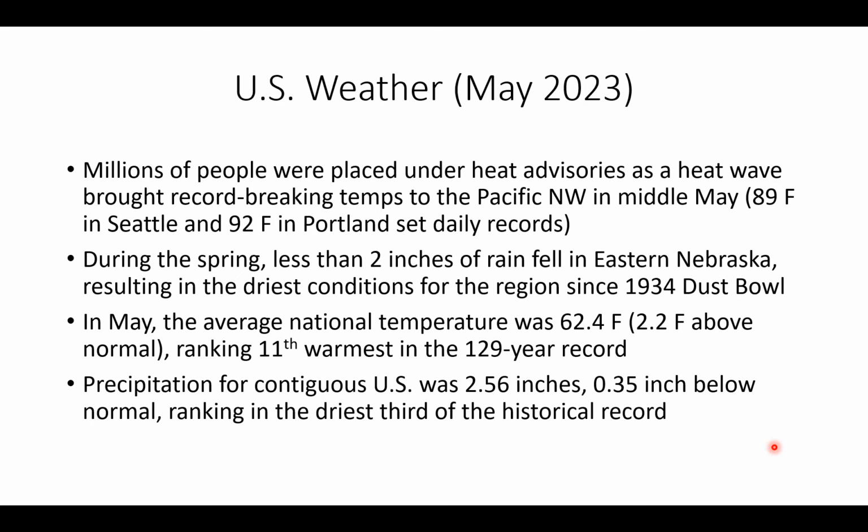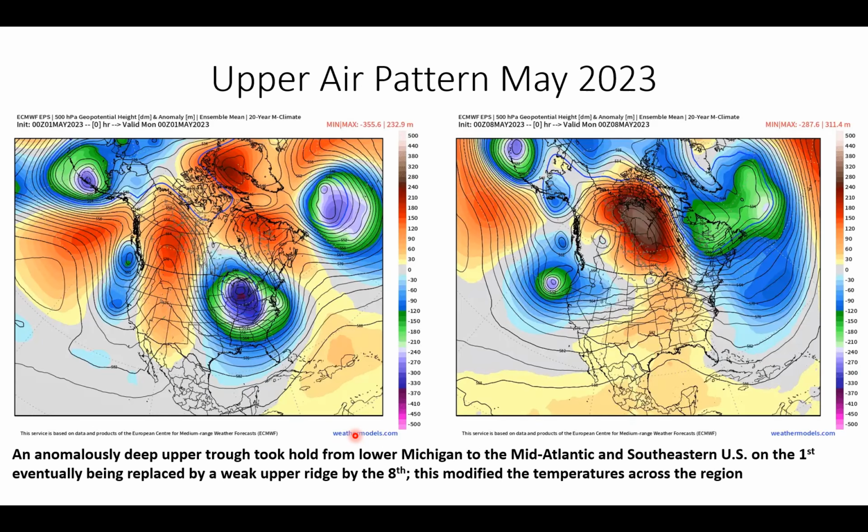In May, the average national temperature, kind of a repeat from the previous slide, but I'll re-emphasize it, was 62.4 degrees Fahrenheit, slightly above normal by 2.2 degrees Fahrenheit, and that ranks as the 11th warmest in the 129-year record. And then precipitation for the contiguous U.S. was 2.56 inches, as I stated on the previous slide, which was about 0.35, 35/100ths of an inch below normal, ranking in the driest third of the historical record.